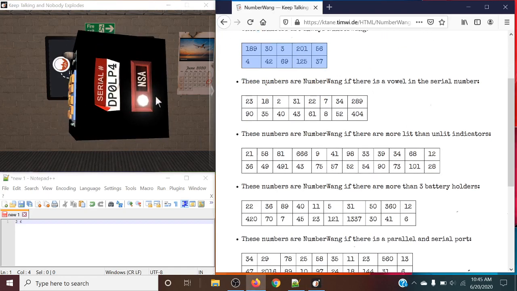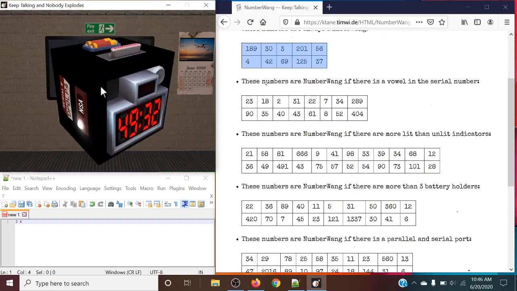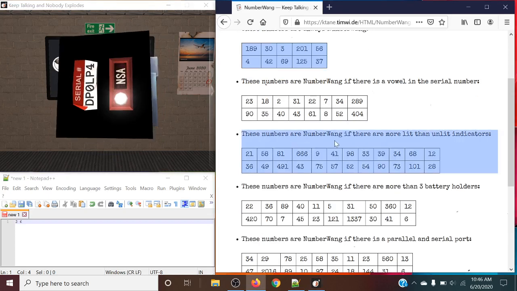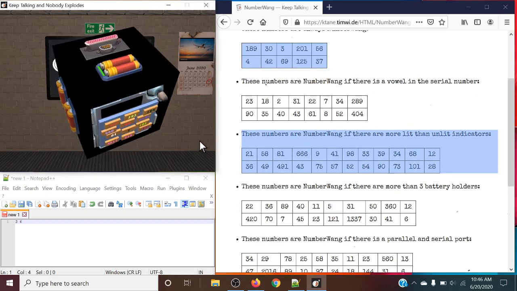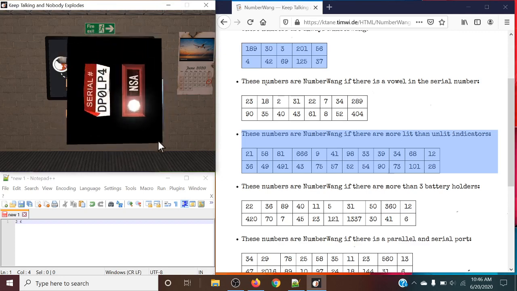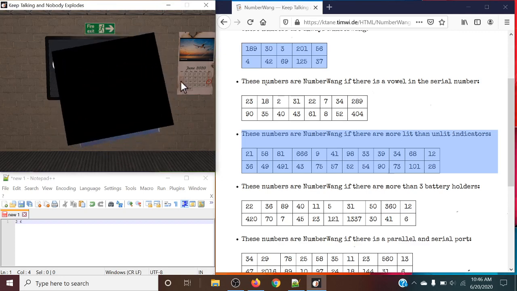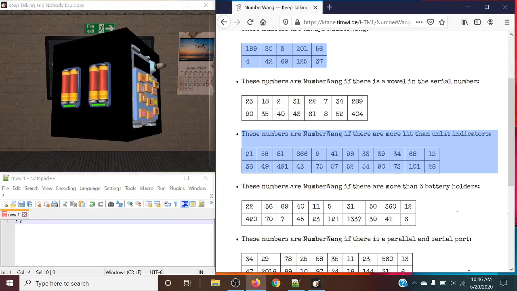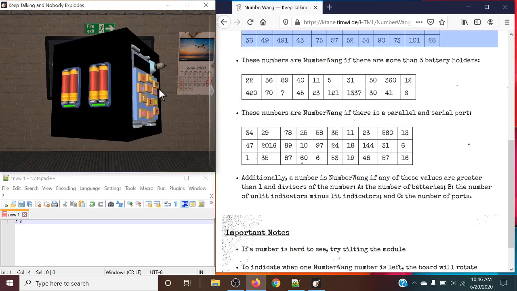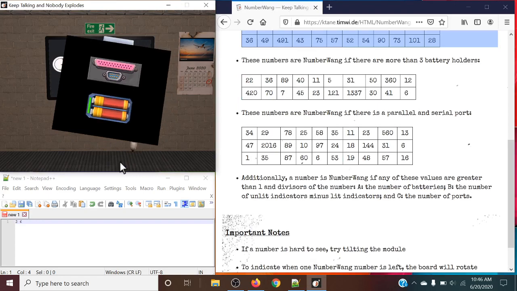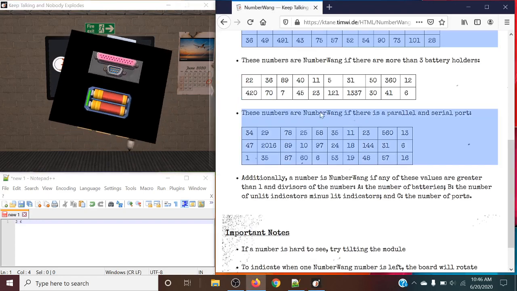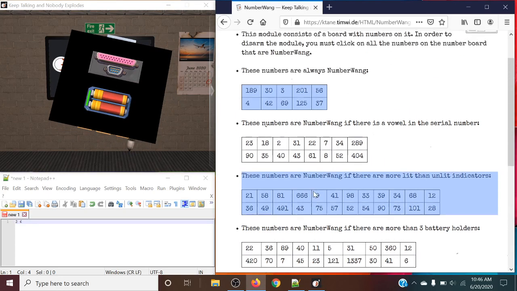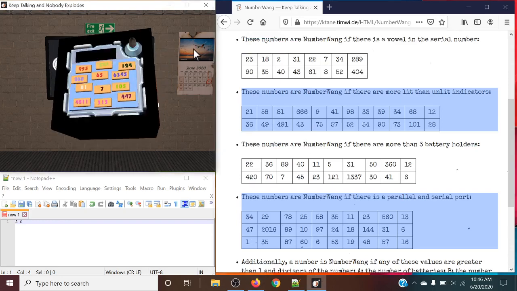Any vowel? Nope. More lit than unlit? Yes, we do have more lit than unlit. This rule now applies because there's only one lit in this case, and no unlits. More than 3 battery holders? No, we have exactly 3. It's asking for more than 3. And if there is a parallel and a serial port, there is. That also applies here. So this just opened up 2 more lists for us to look for.